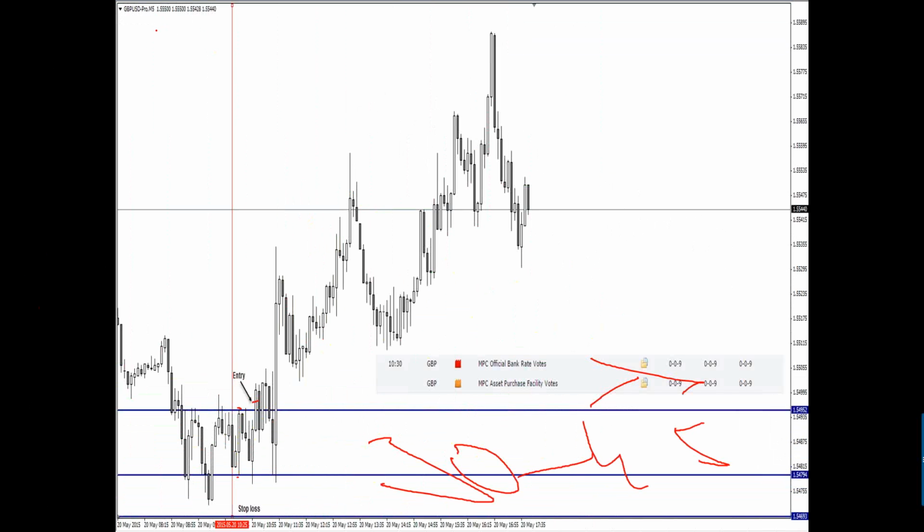This is solely done on the 5-minute time frame. We don't do it on the 1-minute time frame. NFP is traded on the 1-minute time frame. So I will show you how we will trade NFP. It's different.